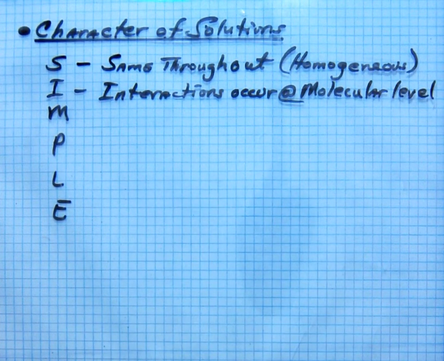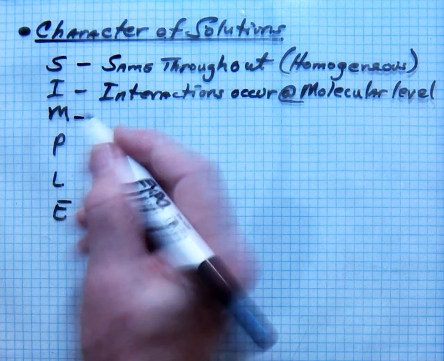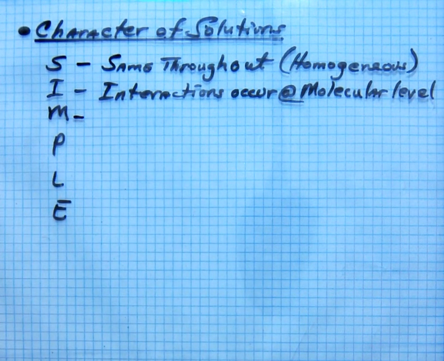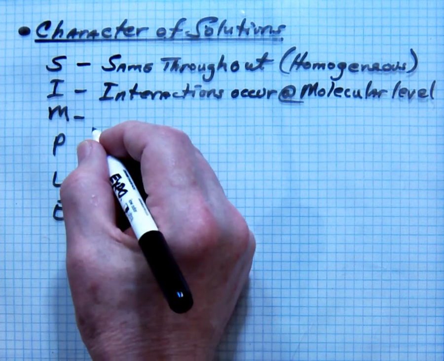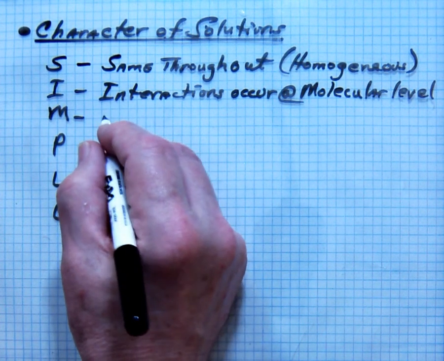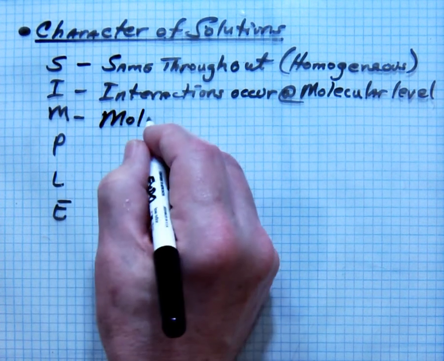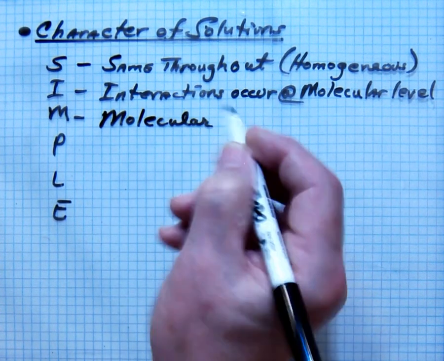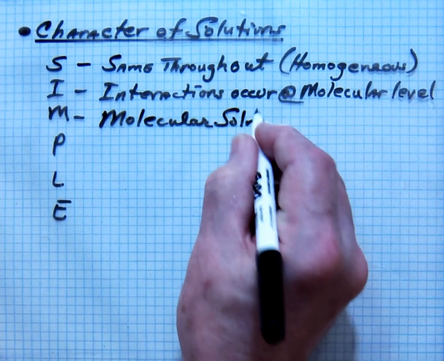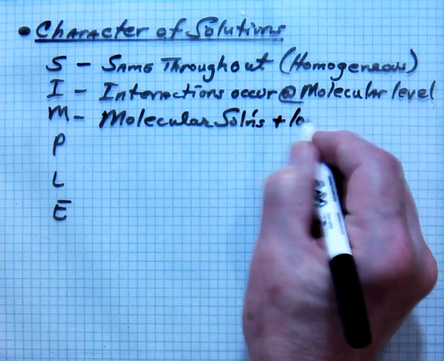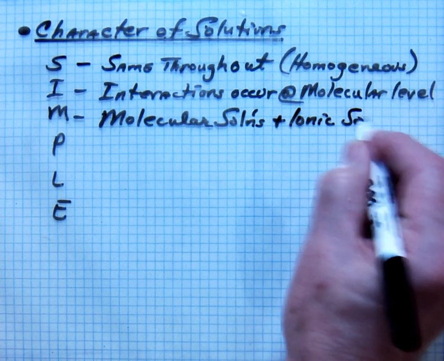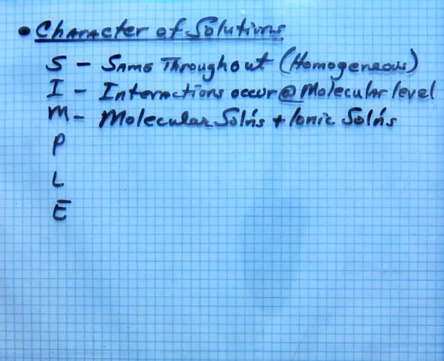Okay, so that is that. In terms of the mixture, the types of solutions, we have two types that we're going to look at: molecular solutions and ionic solutions. When we talk about molecular solutions, those are particles which dissolve but do not break apart.